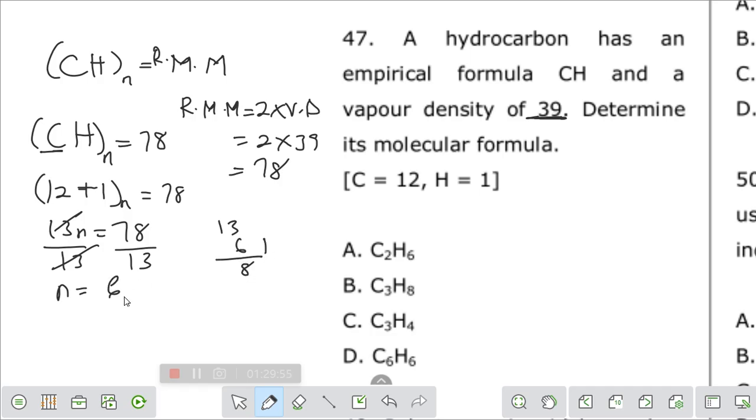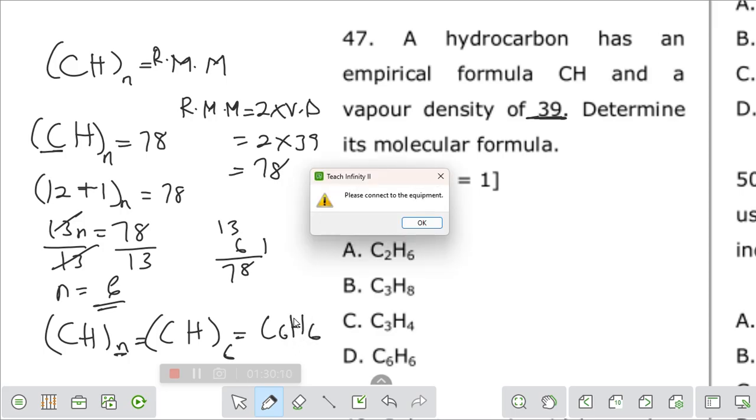So we're getting around 6. So that's our n. So you now say CH into bracket n, and you put 6 in front of that. In place of n, it will now be 6, C6H6. So which compound is this? This is benzene, C6H6. So that's option D.